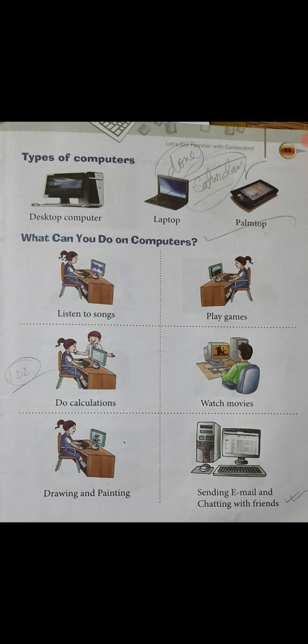So we can easily communicate with our friends far away from us with the help of a computer by sending email and chatting with our friends. So these are the main 6 points that we can easily do: listen to songs, play games, do calculations, watch movies, drawing and painting, and sending email and chatting with friends.